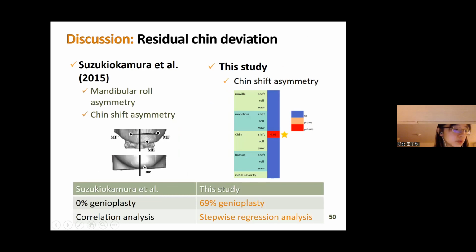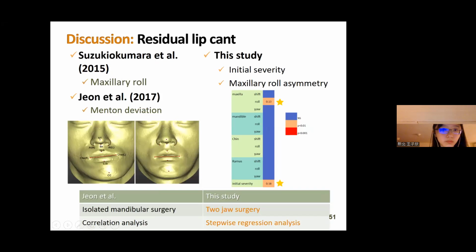For residual chin deviation, in the study by Suzuki Okumura, chin deviation was related to mandibular roll asymmetry and hard tissue chin shift asymmetry. In our study, however, chin deviation was only related to hard tissue chin shift asymmetry rather than mandibular roll asymmetry. The possible reason was that in their study, they excluded the cases with genioplasty, and they used correlation analysis. But in our study, 69% of patients had genioplasty, and we used stepwise regression analysis.